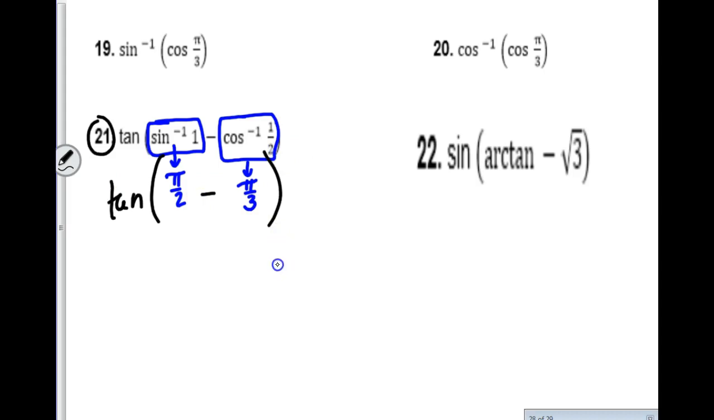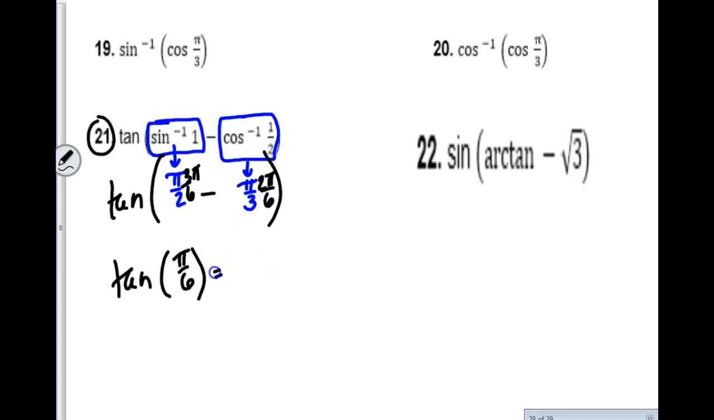Which makes me go back to 5th grade for a minute. I got to subtract fractions. What is pi/2 minus pi/3? I don't know. Say 3 pi/6. And this is 2 pi/6. So this is, what's the tangent of pi/6? Well, that's not really a bad question anymore.